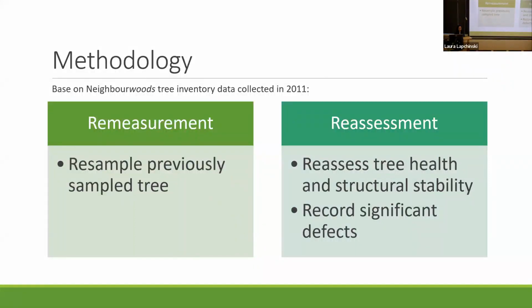The first step of starting the project was to use the Neighborhoods tree inventory data collected in 2011 to resample previously sampled trees in the area. This includes remeasuring the tree height, crown width, diameter at breast height, etc. In the meantime, reassessment was conducted for every tree to evaluate their tree health and structural stability. We also recorded if there were any significant defects found on site.